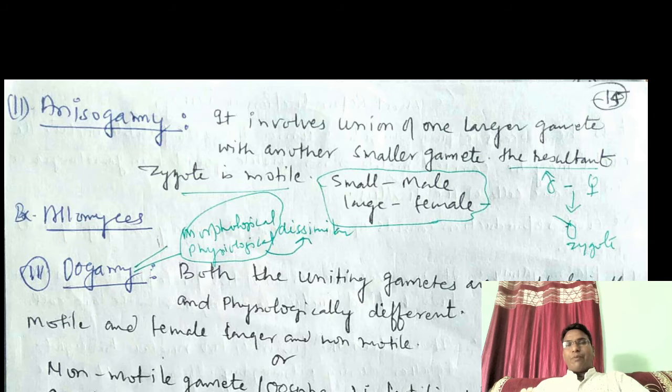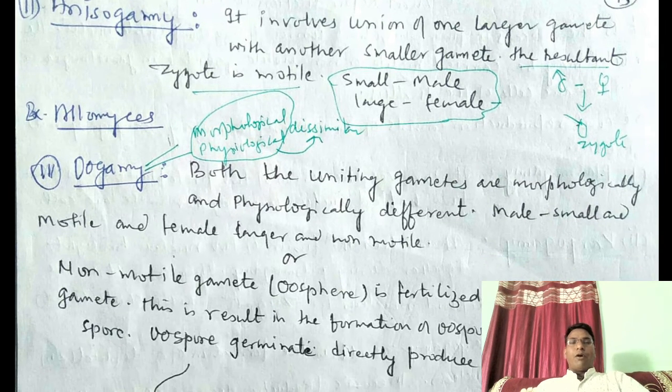The second type is anisogamy. It involves the union of one larger gamete with another smaller gamete. As a result, the zygote is motile. That means the male gamete is small and the female gamete is large. An example of anisogamy is Allomyces.